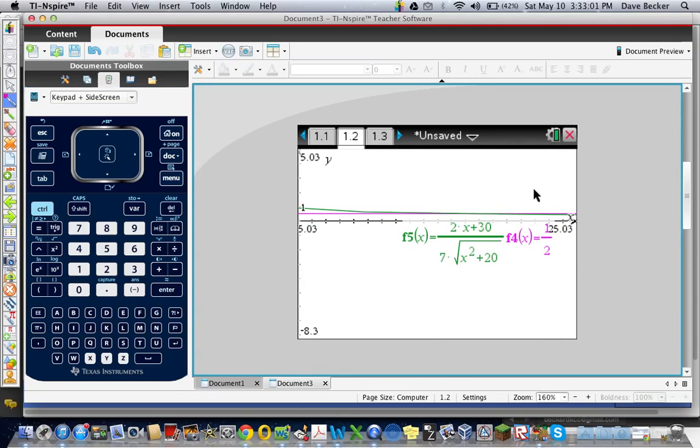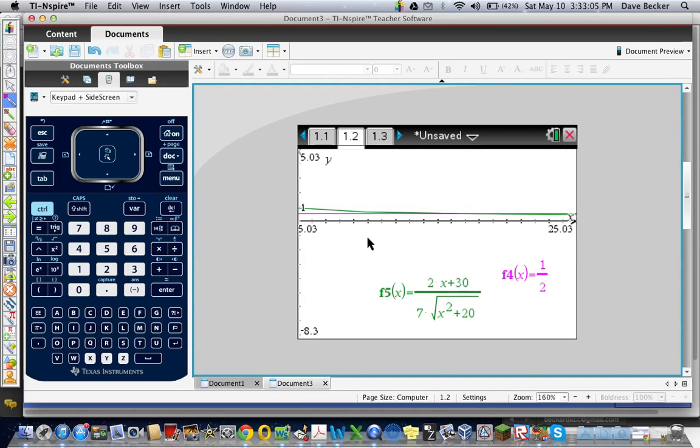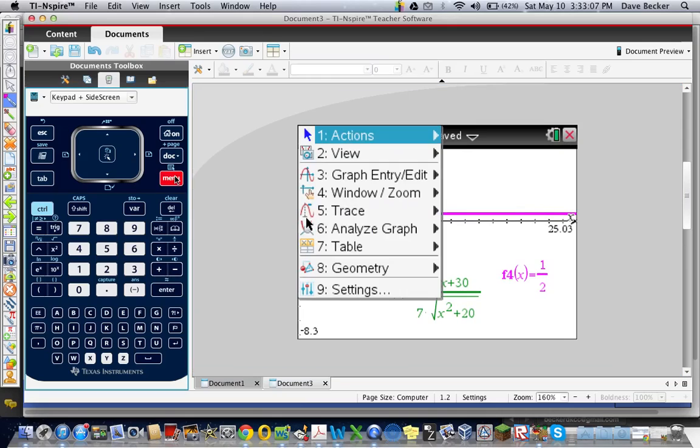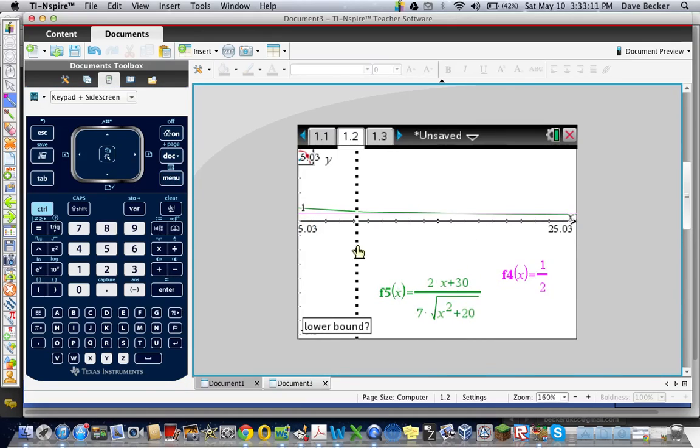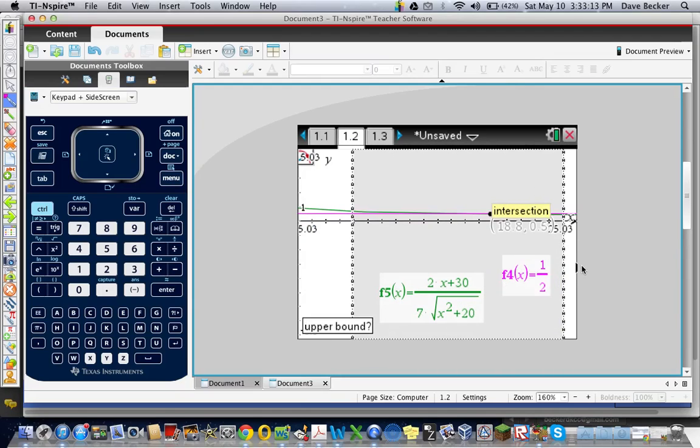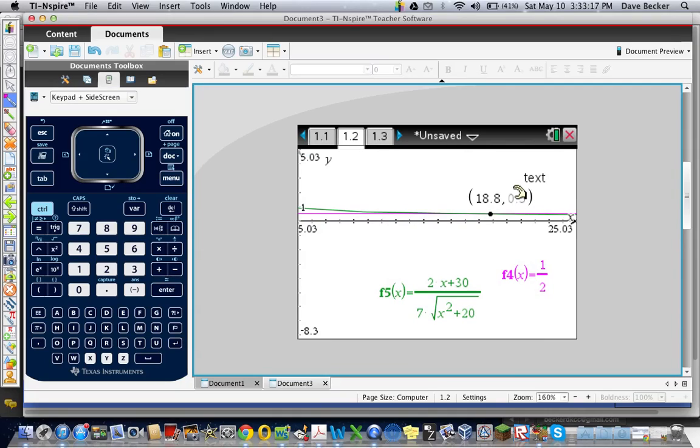So then it's looking to go below. I just dragged it, or you can change your window. Let's find the intersection: menu, analyze graph, intersection. I'm going to go way left and then way right. Click. And I get x or k equal to 18.8. Okay, and I'm going to take a quick little picture of that because we need to sketch that graph.